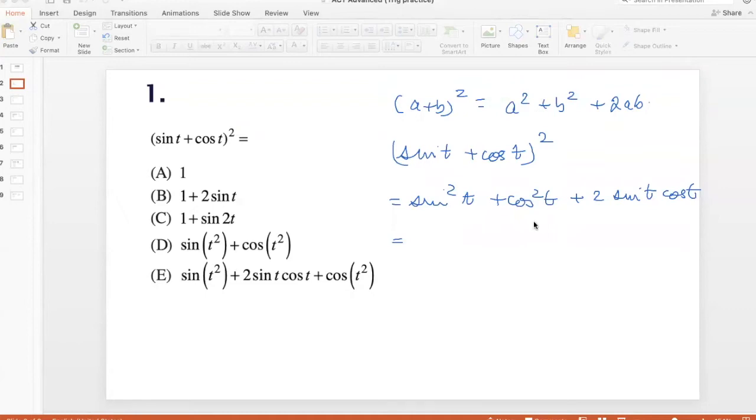Now, sine squared t plus cos squared t would be 1 for any angle t, and 2 sine t cos t can be written as sine 2t, right? Because sine 2x is 2 sine x cos x. So sine t plus cos t whole squared simplifies to 1 plus sine 2t, option C.